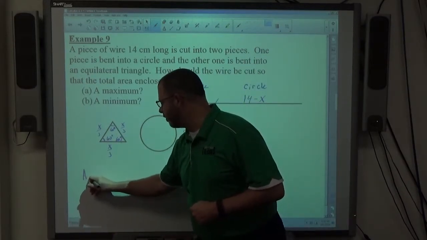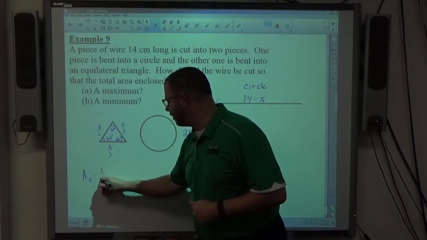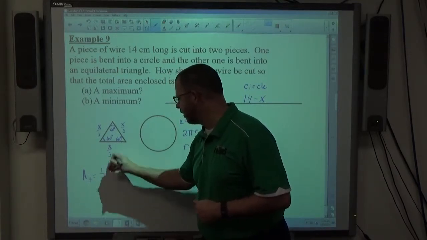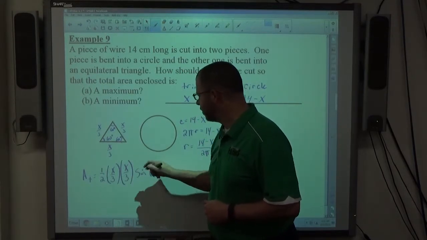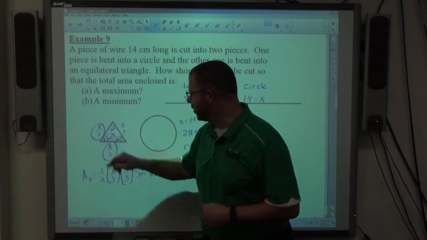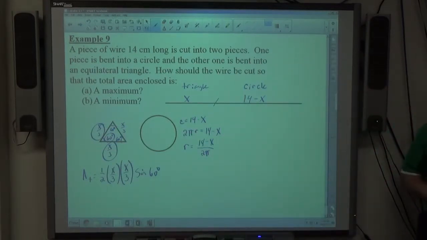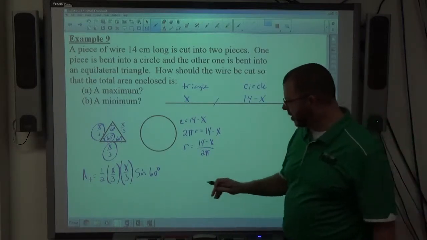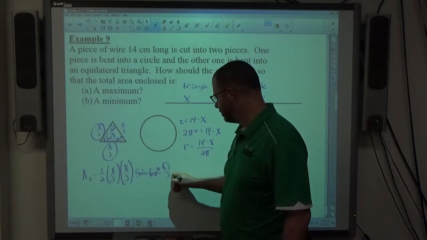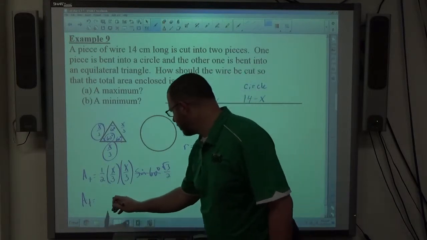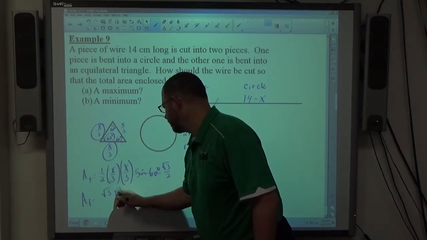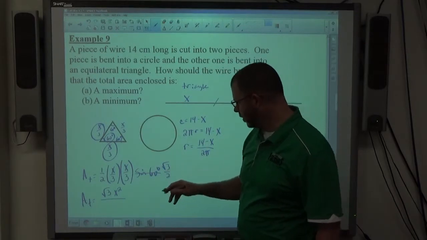So if I look at the area of the triangle, it's going to be 1/2 times side times side times sine of the included angle. I don't know if you guys recall that formula or not, but in general, anytime you learn formulas, if you remember them, it's a good idea. That formula is the easiest one to get the area for this triangle. Sine of 60 is equal to the square root of 3 over 2. So just like that, the area of the triangle is going to be square root of 3 x squared over 2 times 2, which is 4, times 3 squared is 9, so 36.